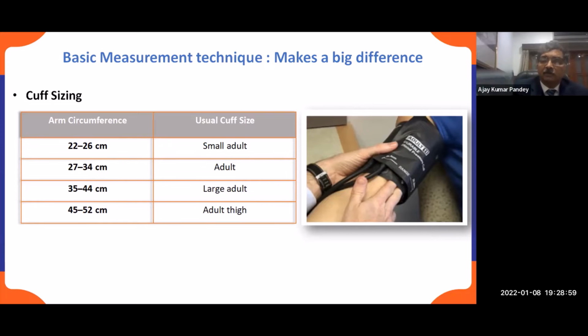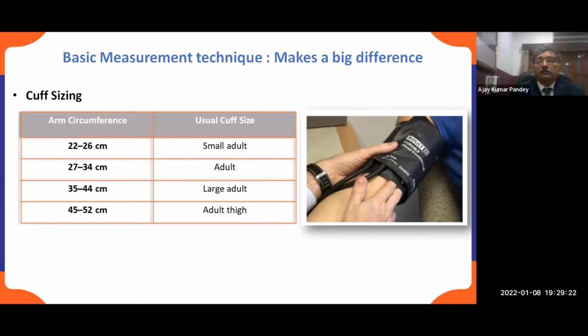This cuff belongs to Hen. This is an international quality machine. We all use the ophthalmoscope of Hen. So this is a German company. We use an adult size cuff of 27 to 35 centimeters. That's an adult size cuff. You can see it is written here 27 to 34.